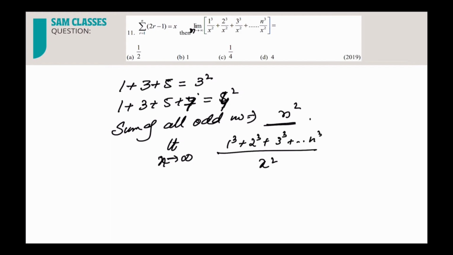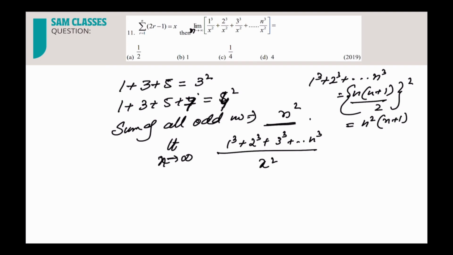What is the formula, student? 1 cube plus 2 cube plus 3 cube. If anybody remembers, put it on the chat section. The formula for 1 cube plus 2 cube plus up to n cube is n into n plus 1 by 2 whole square. Correct? Or we can write it as n square into n plus 1 whole square by 4. Whichever, both are okay.